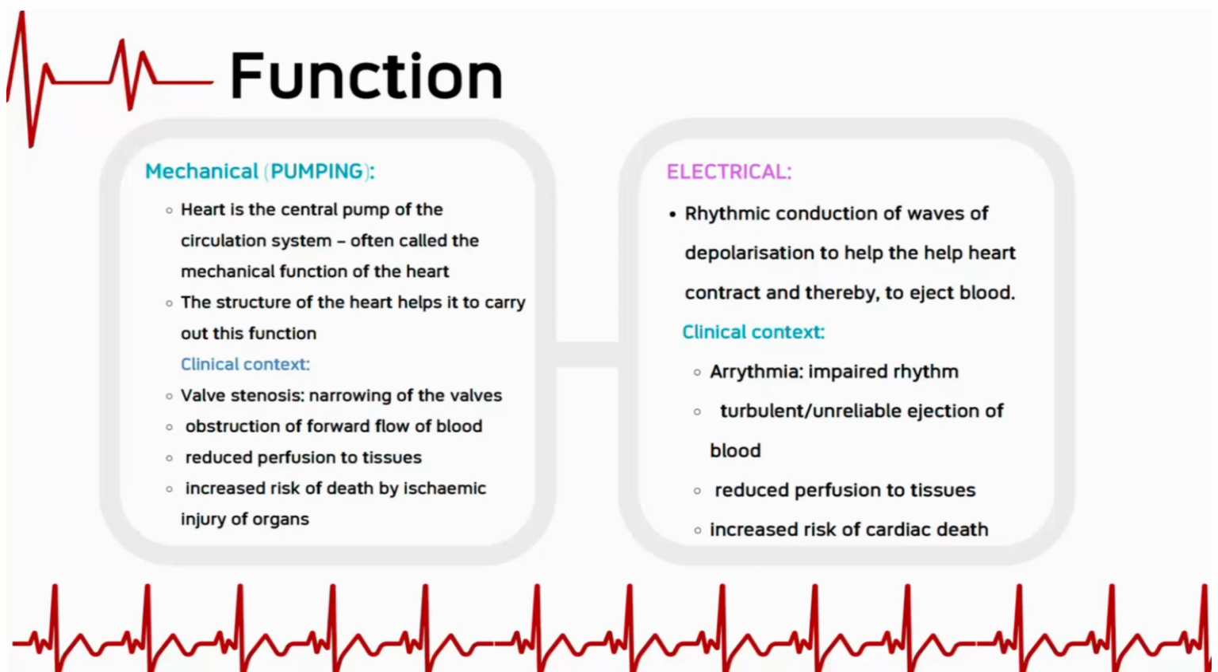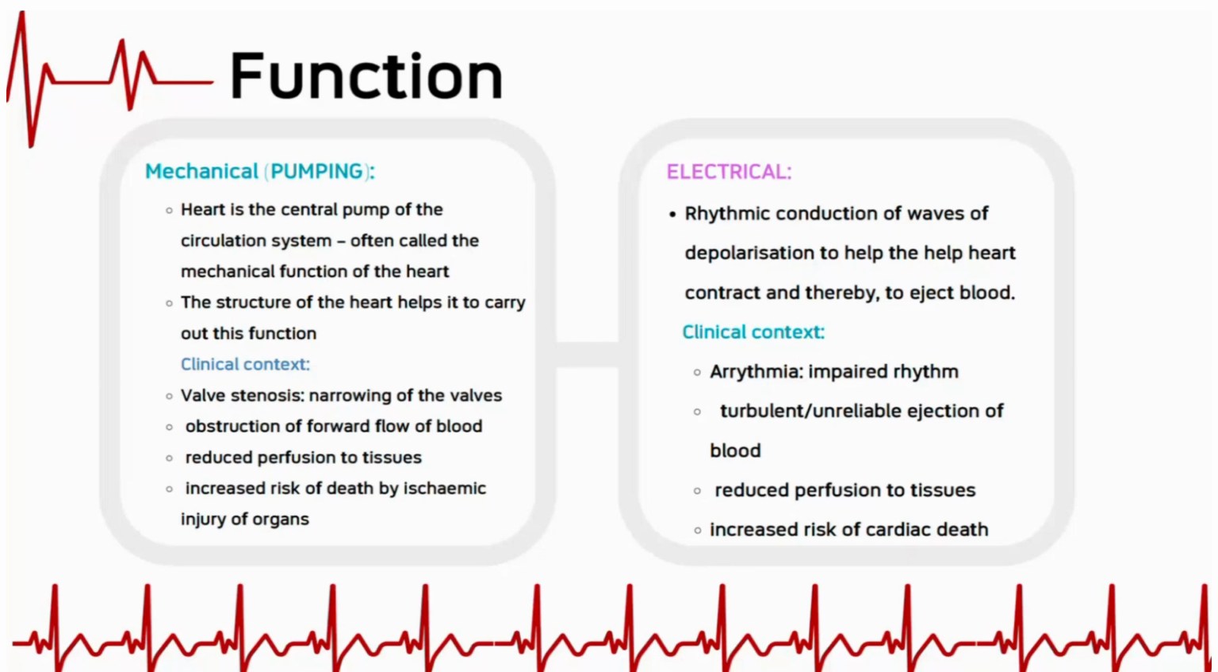So in terms of clinical context, I've only added one example because we'll talk about all of these. In terms of the mechanical function of the heart, or the pumping function of the heart, when we have valvular stenosis, in other words, the narrowing of the valves, we have the obstruction of forward flow of blood. So it's much harder for the blood to go to its destination. For example, if we have aortic valve stenosis, it's much harder for the blood to go from the left ventricle into the aorta and to the rest of the systemic circulation.